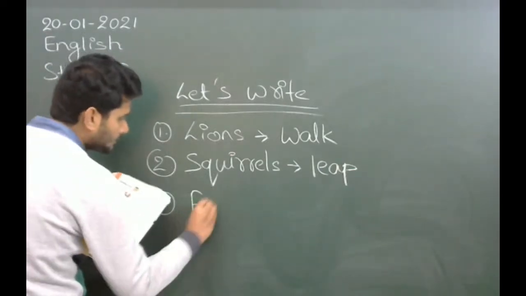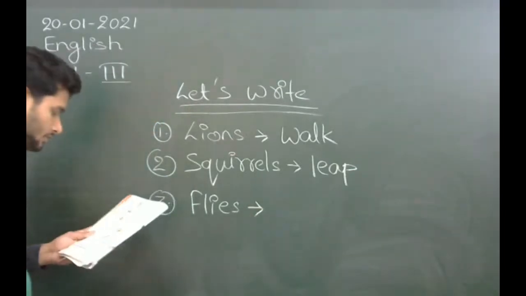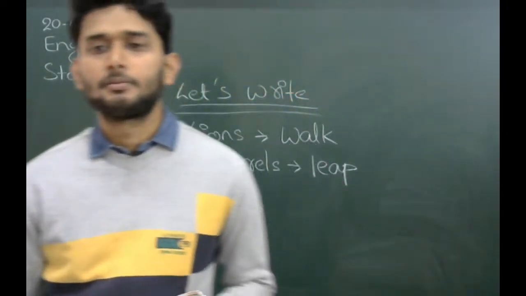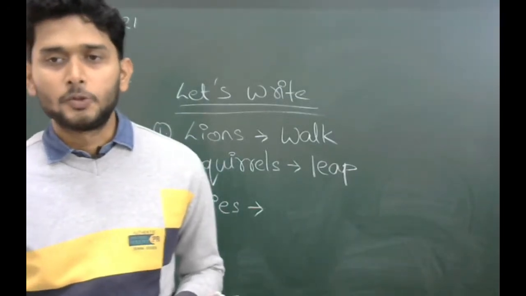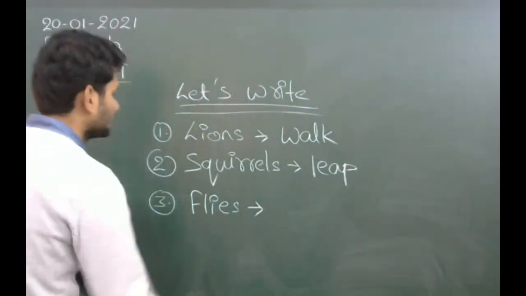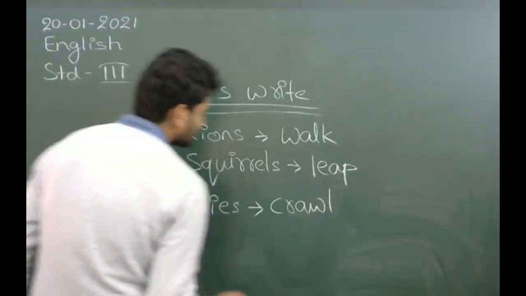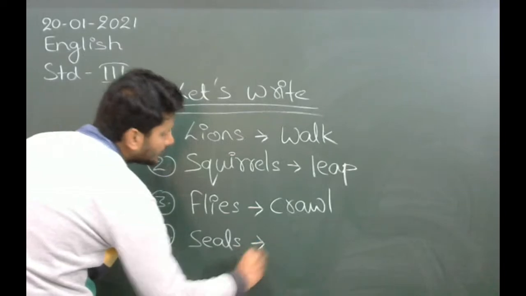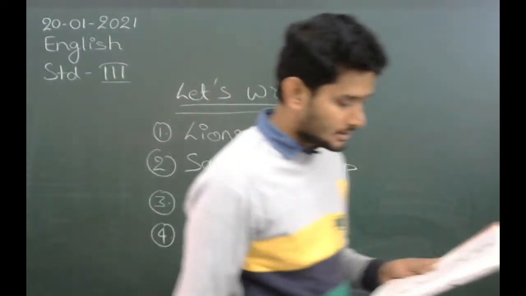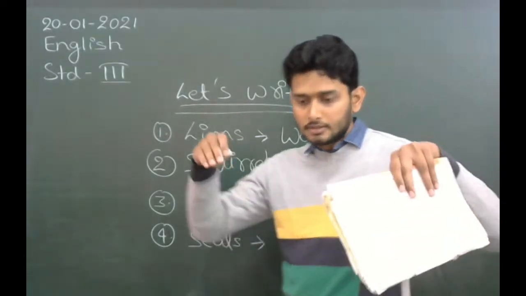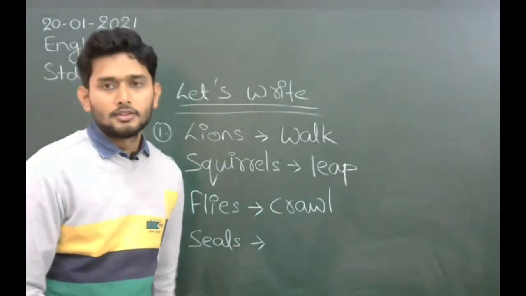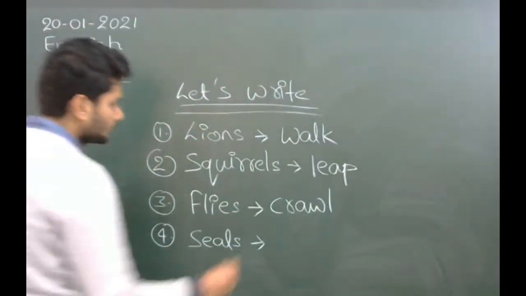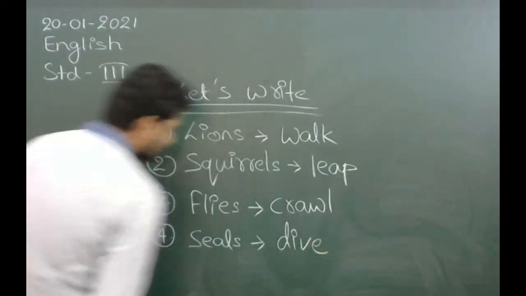Now third one is flies. How does a fly move? It is given in your poem. Very good. Crawl, C-R-A-W-L. Okay. Now the fourth one is seals. Seals are water animals. When you jump into the water, that is called dive. There is a word given in column B that is called dive. So seals dive.